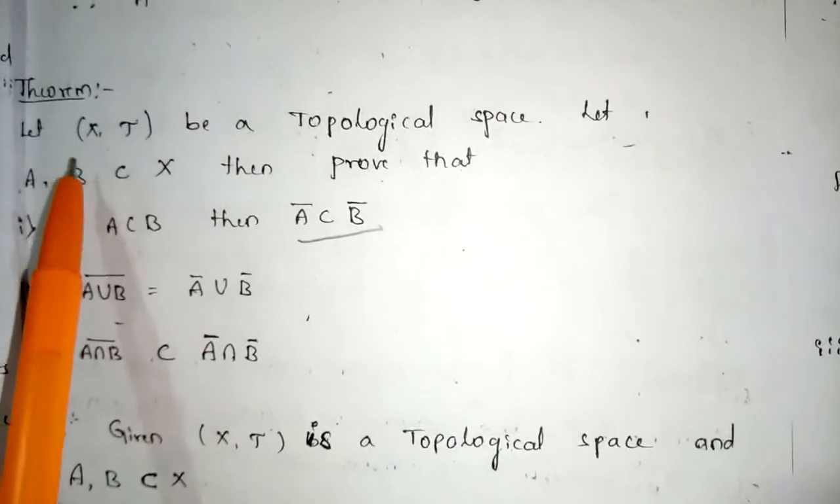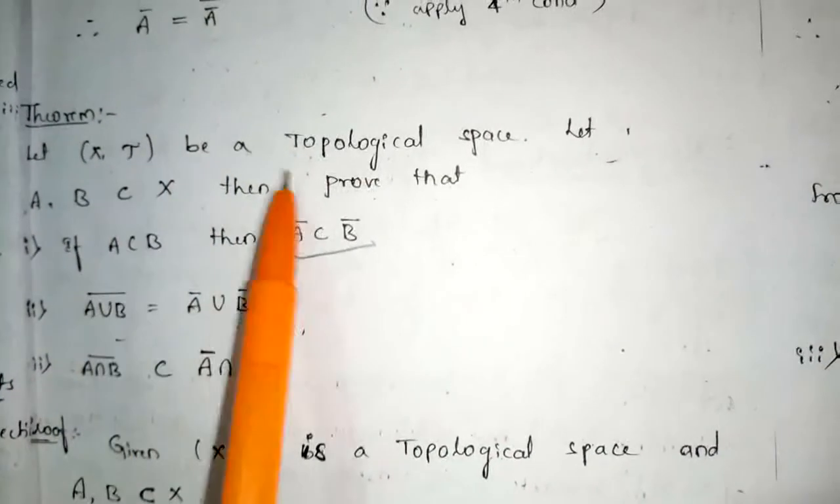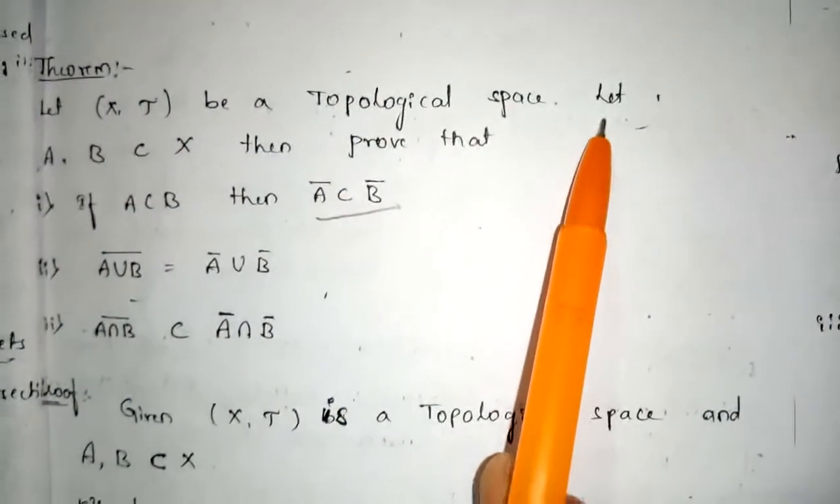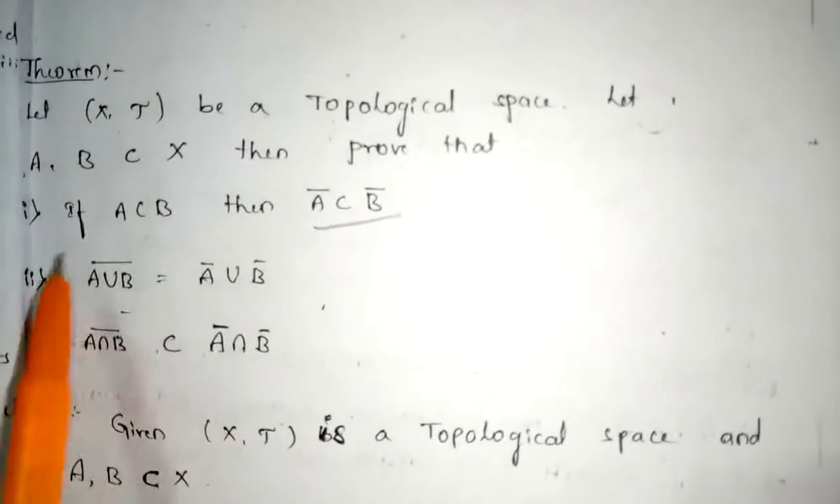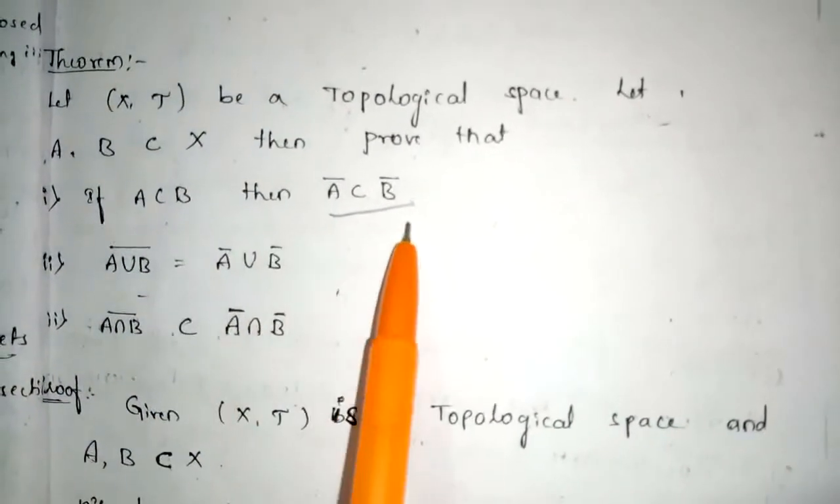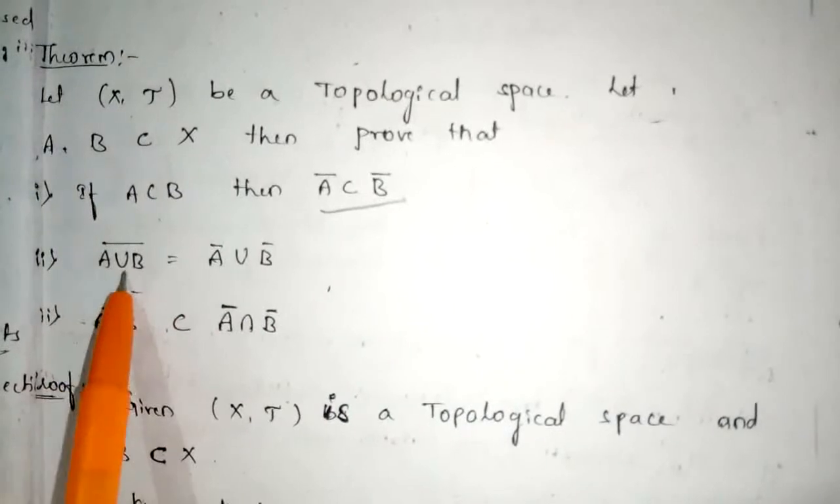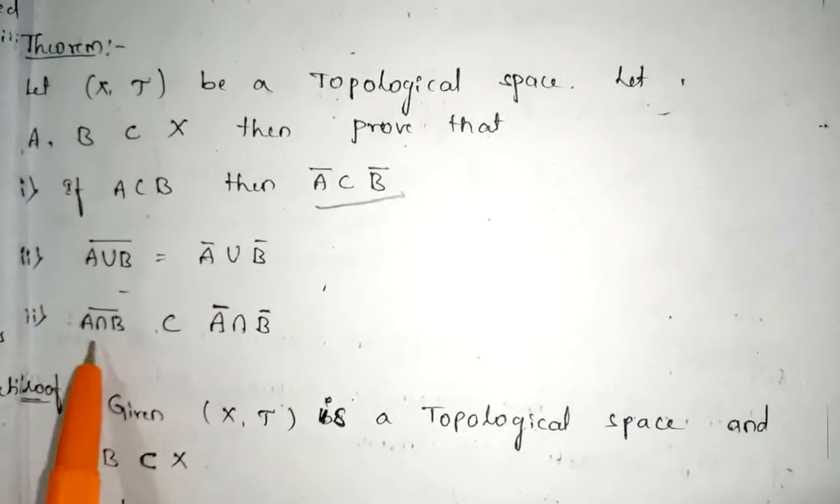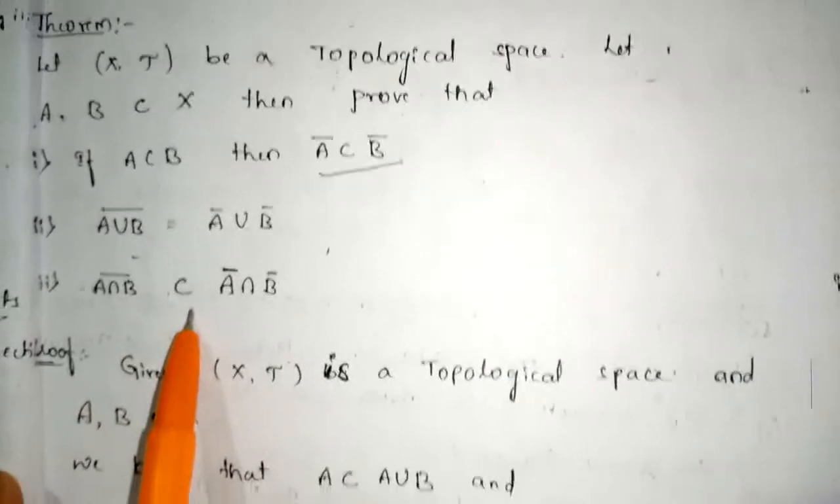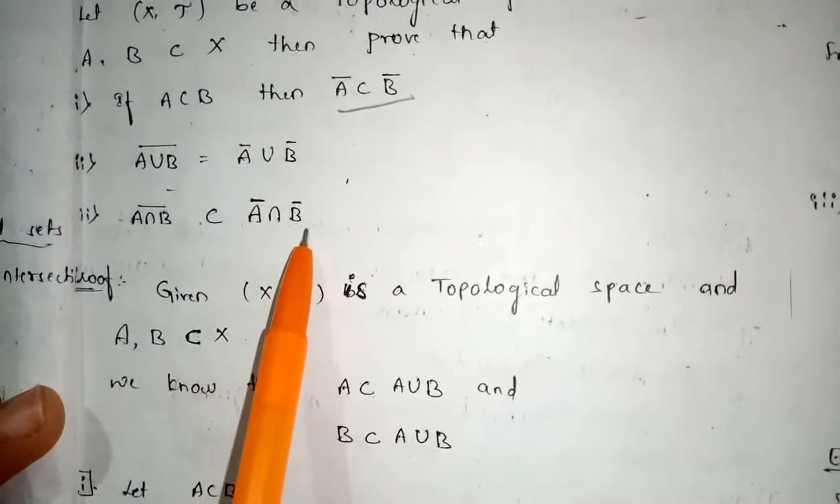Next, we go for another theorem. Let (X, tau) be a topological space. Let A, B be subsets of X. Then I have to prove three conditions. If A is a subset of B, then A bar is a subset of B bar. Second one is (A union B) bar is equal to A bar union B bar. Third one is (A intersection B) bar is a subset of A bar intersection B bar.